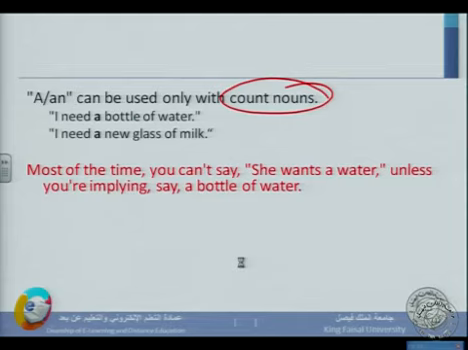I need a bottle of water. A bottle of water. I need a new glass of milk. You can say bottle, two bottles, three bottles, glass, two glasses, three glasses. Most of the time you cannot say she wants a water.